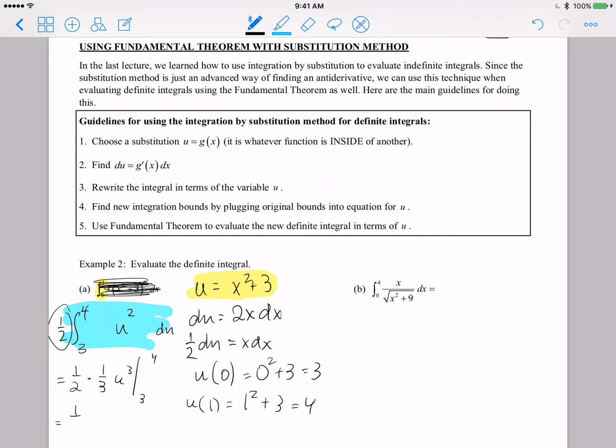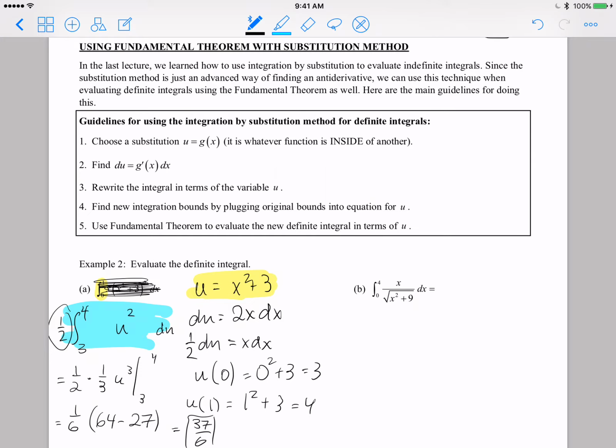Okay, well this is going to be 1 over 6, and then if I plug in 4 first, 4 cubed is going to be 64, minus 3 cubed, which is 27, and so for my final answer, I'm going to have 64 minus 27, which is 37, and then divided by 6. Okay, so there is my final answer.